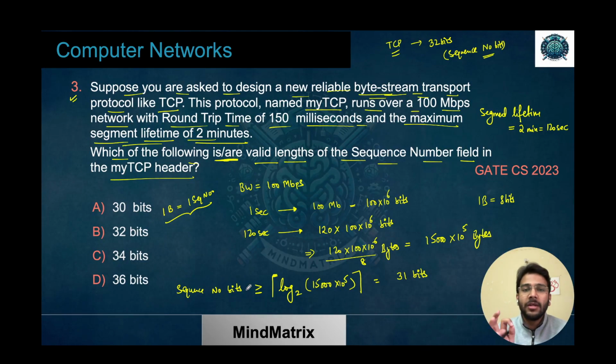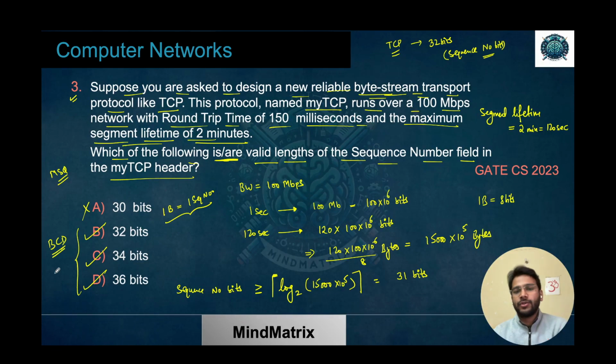You need at least 31 bits for the sequence number, and here it is an MSQ. So anything greater than or equal to 31 will be your answer. Option A, 30 bits, no, it is not correct. Option B, 32, yes. 34, correct. 36, correct. So BCD is the correct answer for this question.